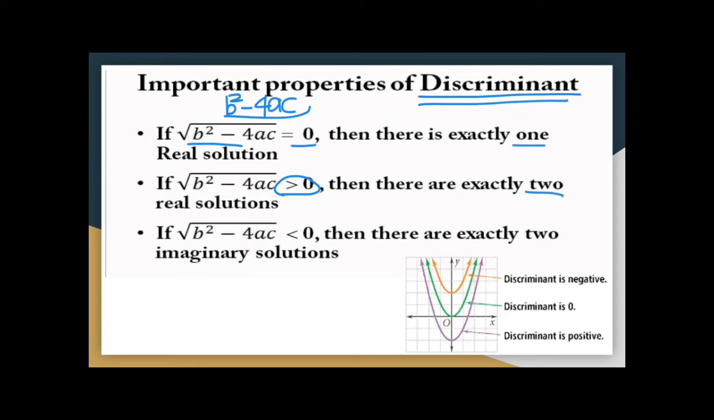And if b squared minus 4ac, or the discriminant, is less than 0 or negative, then you have two imaginary solutions. So take note that this is the one that I talked about earlier, that we are going to be sidetracked because we are going to talk about imaginary numbers when we have an example that has imaginary numbers as solutions.